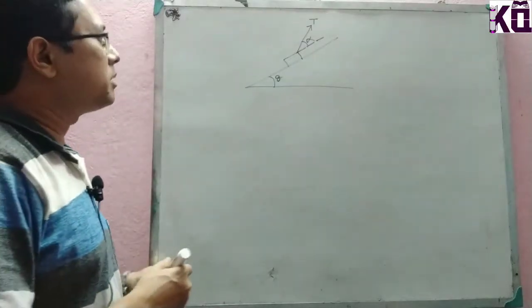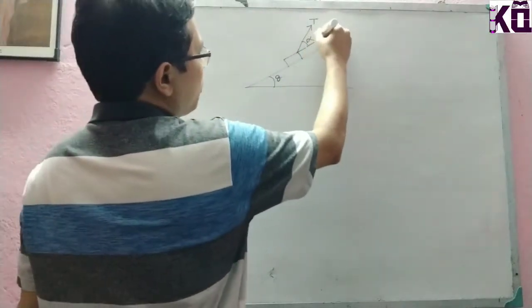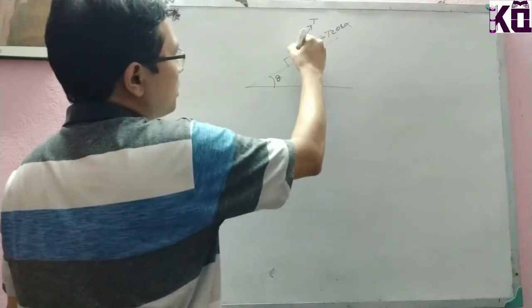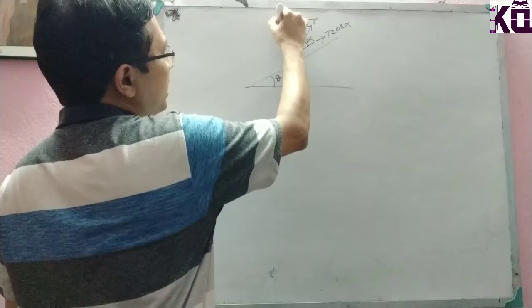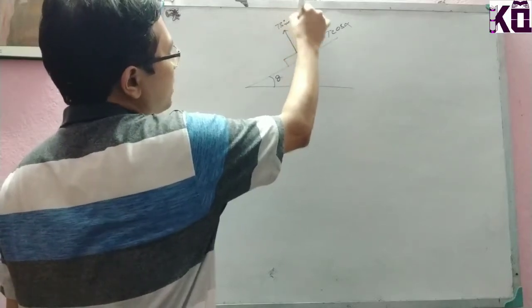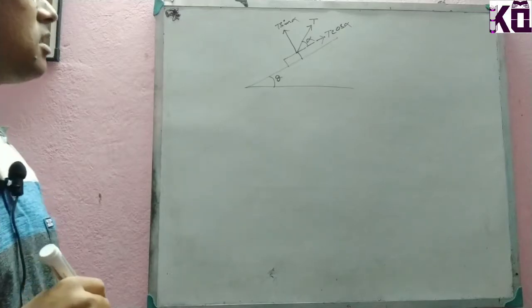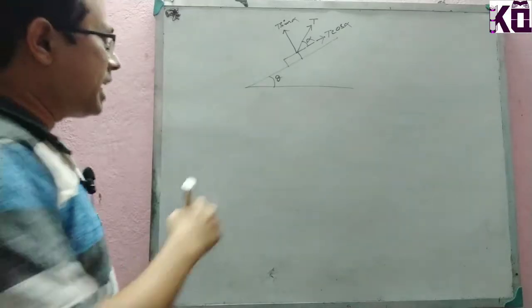Okay, now what happens? First of all, we have to make the components: T cos alpha, and in this direction there is T sin alpha. Always, all the time, this one is okay. We know this, those are the components of the tension.